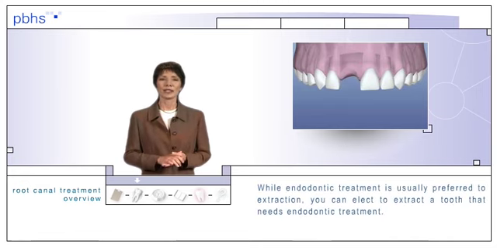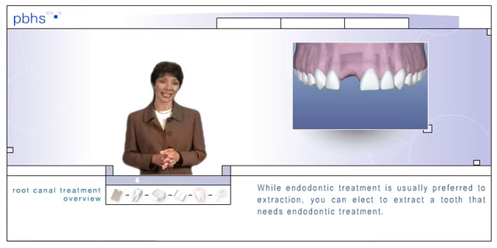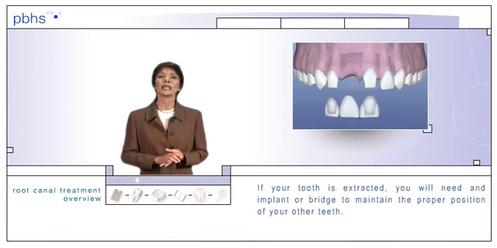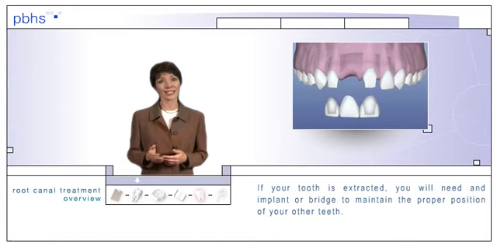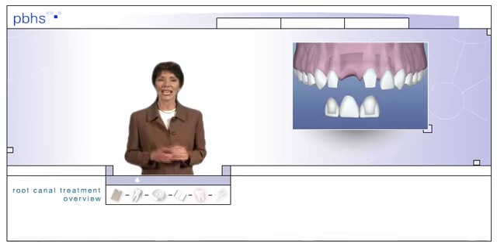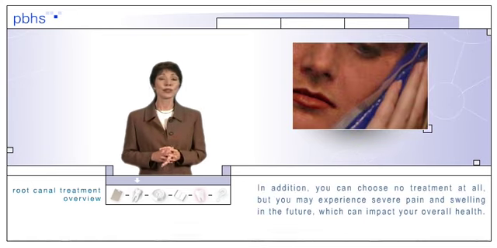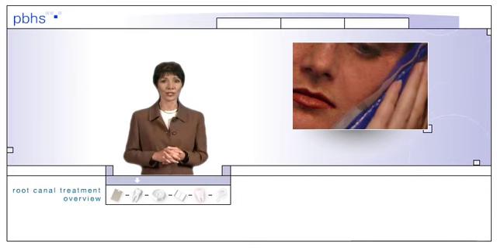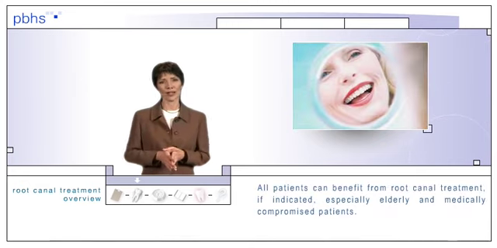While endodontic treatment is usually preferred to extraction, you can elect to extract a tooth that needs endodontic treatment. If your tooth is extracted, you will need an implant or bridge to replace the extracted tooth and maintain the proper positions of your other teeth. In addition, you can choose no treatment at all, but you may experience severe pain and swelling in the future, which can impact your overall health.